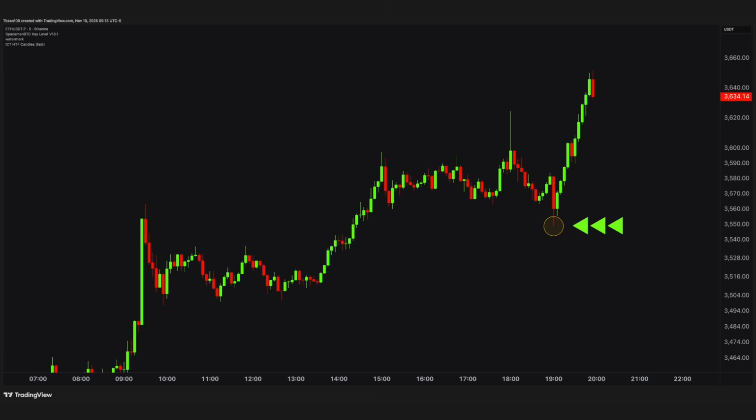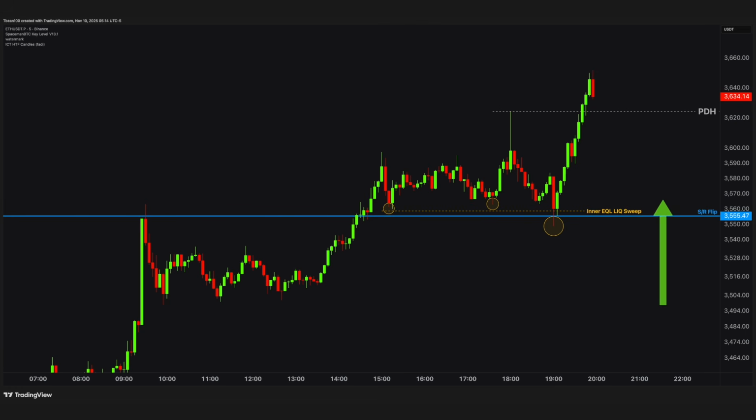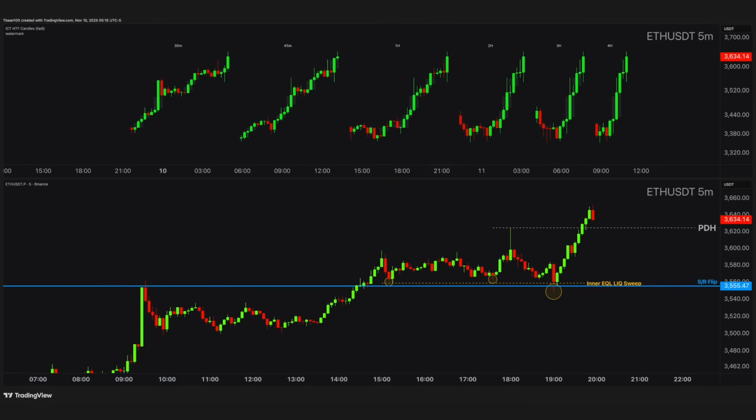Now, pay close attention to this significant price point. It is really important to notice. Here, the price sweeps through this inner equal low of liquidity. This is often called a liquidity grab, which happens right around an SR flip location. That's where support turns into resistance or the other way around. After that, the market pushes up and rallies straight towards this obvious target, the previous day's high. As you probably know, this setup comes from a low time frame and it is a very classic trading pattern that we often rely on.